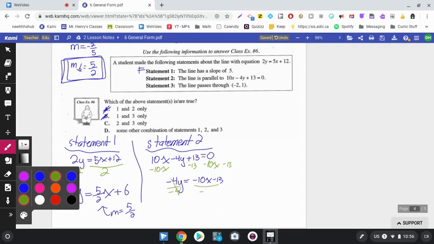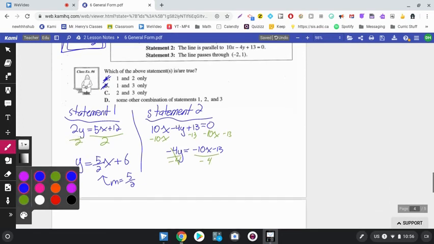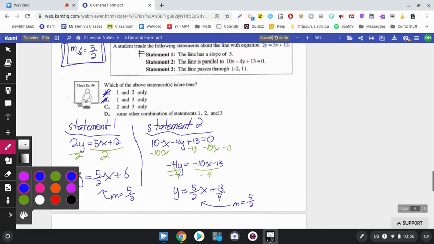Divide by negative 4, divide by negative 4. y equals negative 10 divided by negative 4 is positive 5/2 if I reduce that fraction, plus 13/4. Well, I don't really care about the y-intercept. What I care about is, hey, your slope equals 5/2. Yeah, they are. So that's true. Okay. All right. So it could be C.